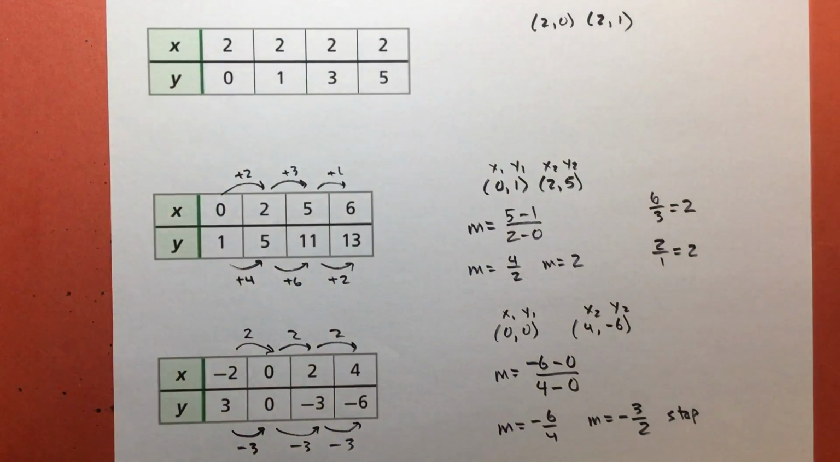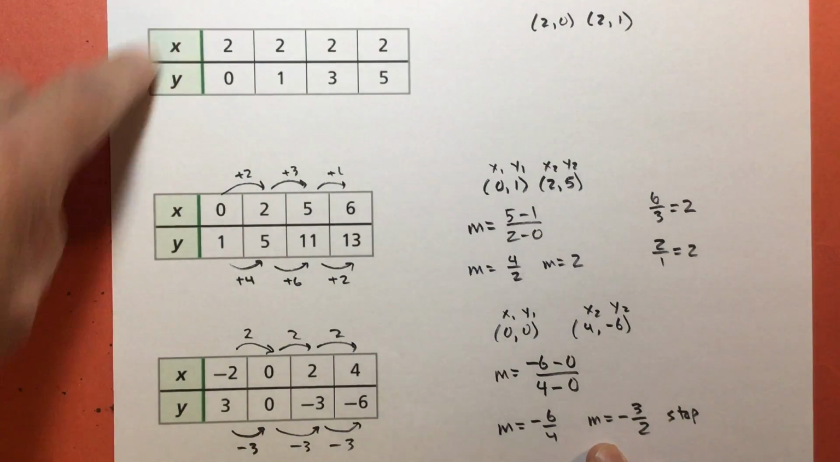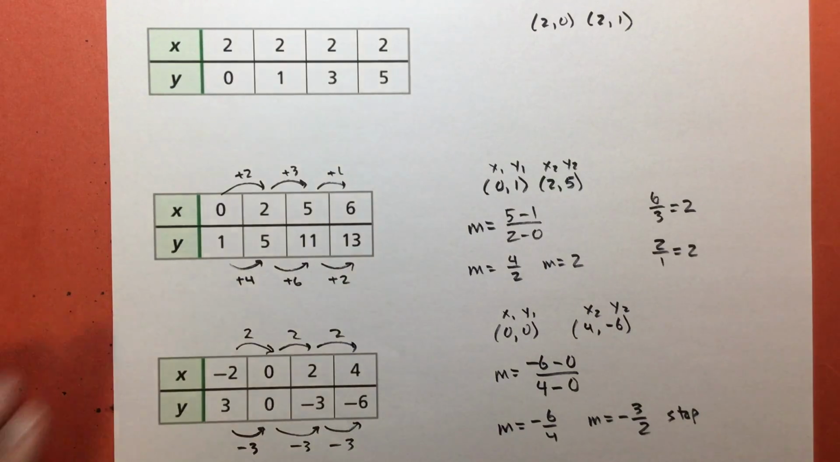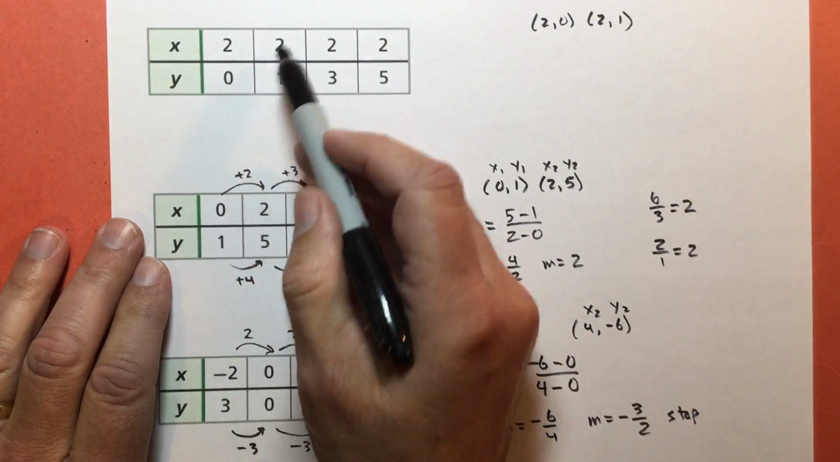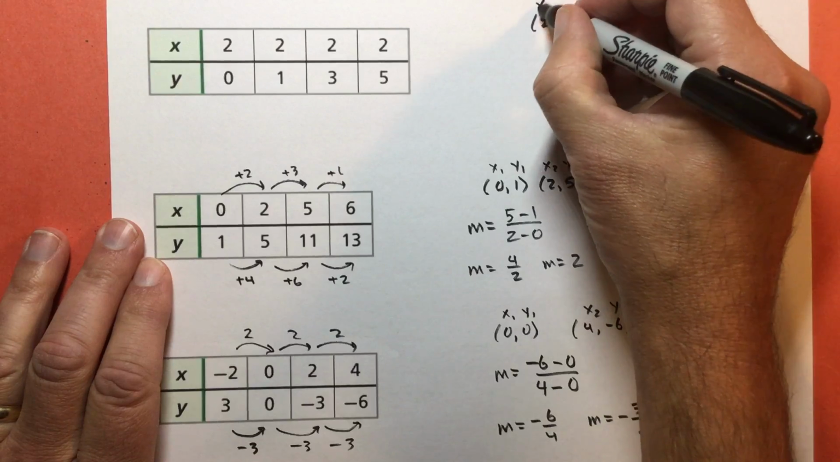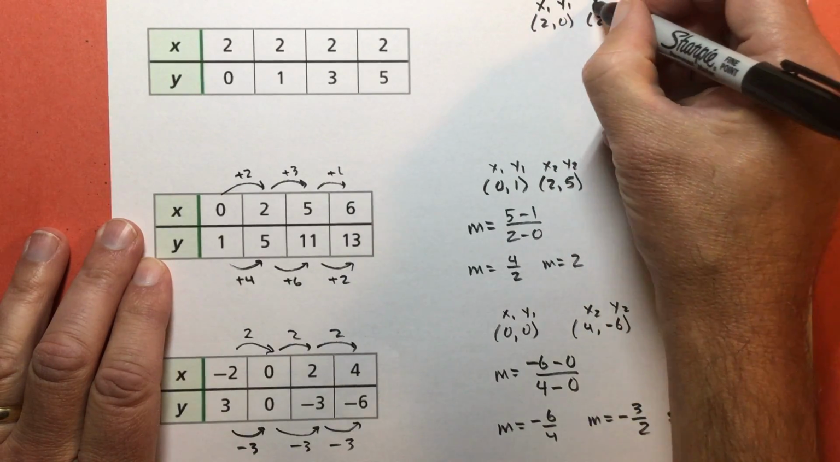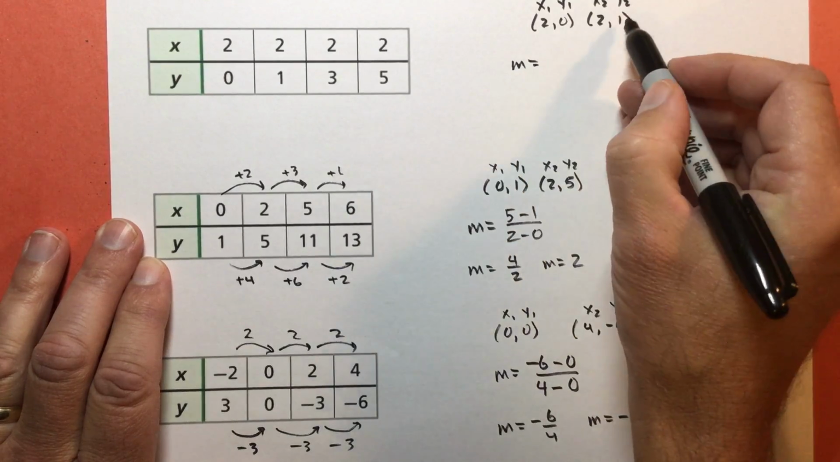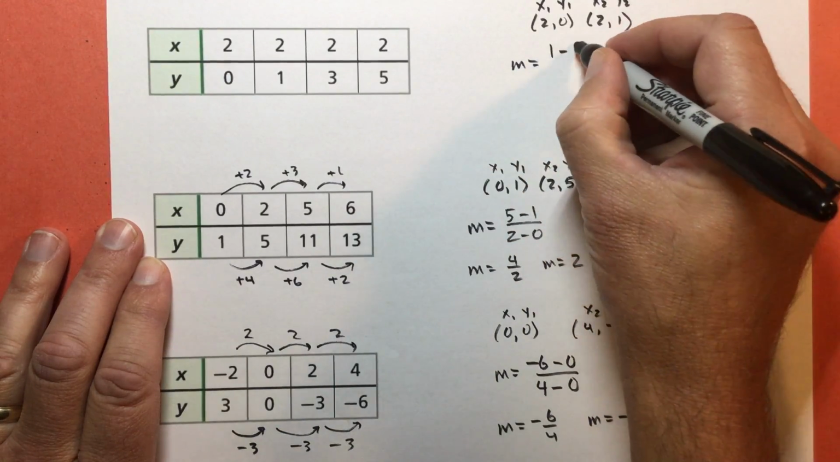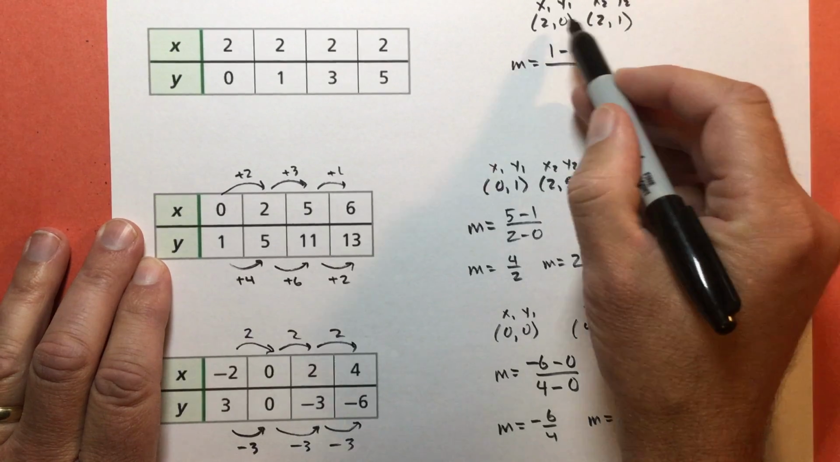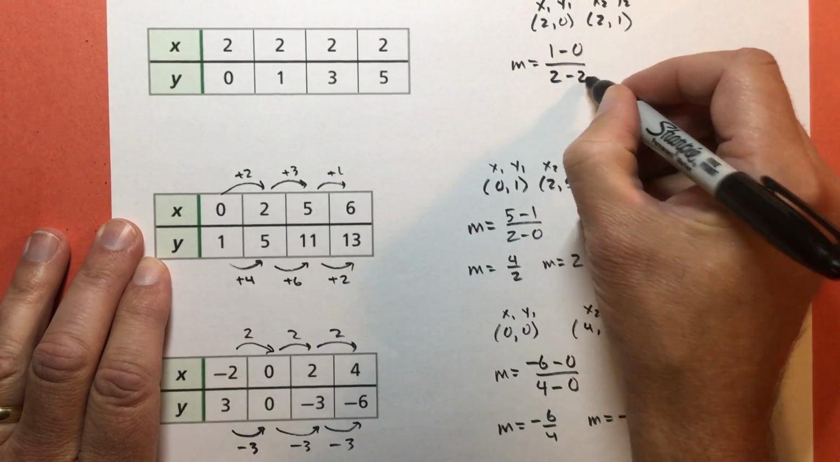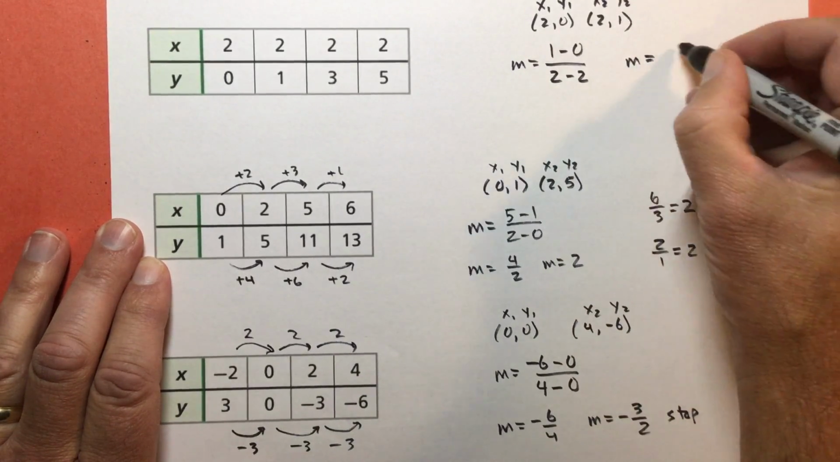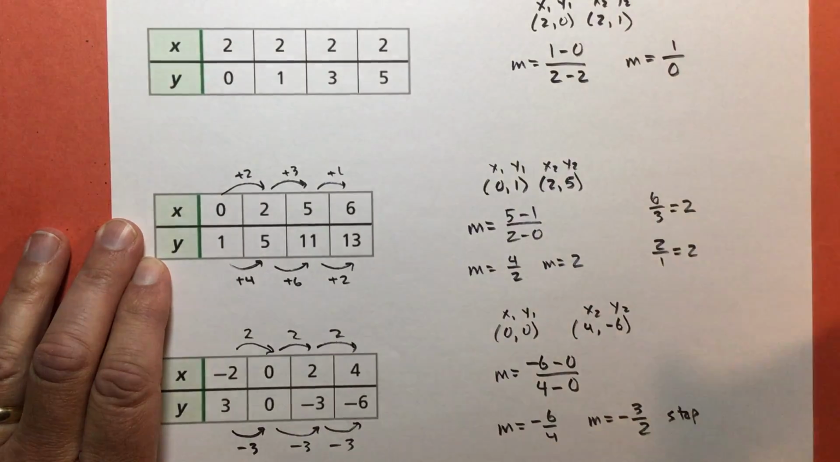All right, now you're probably wondering why I skipped the first one. That's because I wasn't paying attention when I printed it. I should have moved it to the end, but it's okay. Let's look at, I picked 2, 0 and 2, 1. Let's see what happens. This is x1, y1. This is x2, y2. So my slope is going to be 1 subtract 0, that's easy, over 2 subtract 2. I'm going to get 1 over 0.